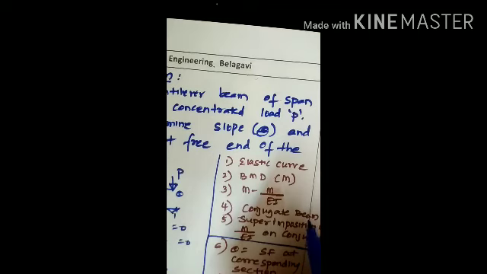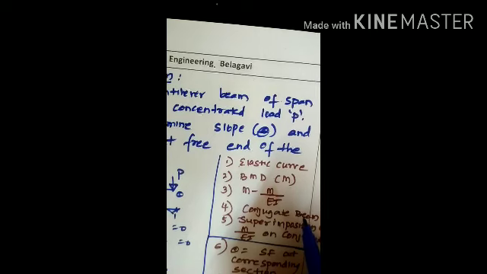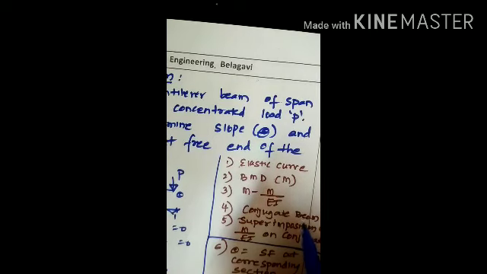When I mention one end to be fixed and the other end to be free, we need to check which particular end is fixed and which is free. In the case of a conjugate beam, whichever end is fixed will become free, and whichever is a free end needs to be converted into a fixed end.